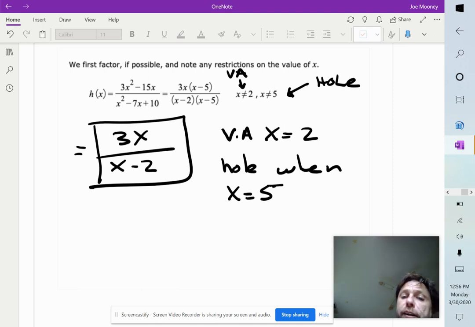That hole is going to need a y coordinate as well. So how do we figure out what the y coordinate is? Well, we plug it back into this one, because this is what it would have been before we cancelled it.